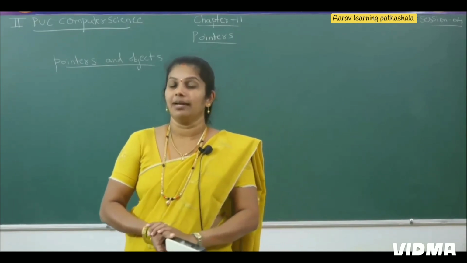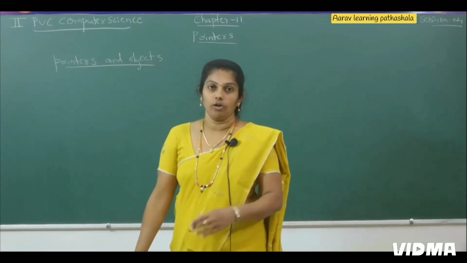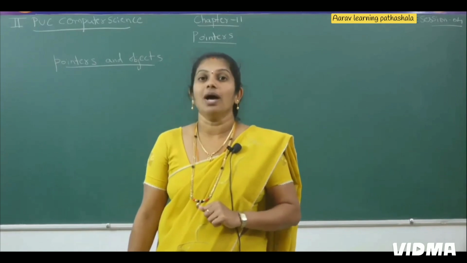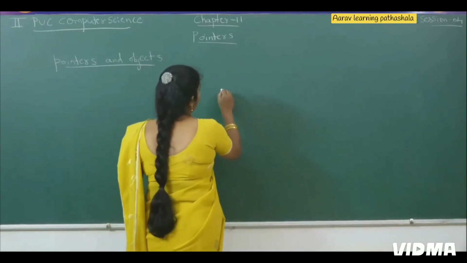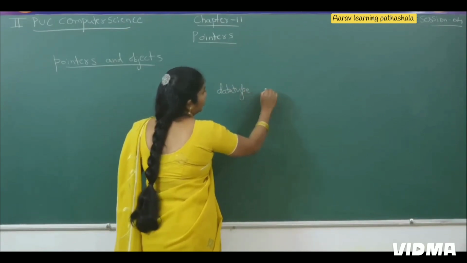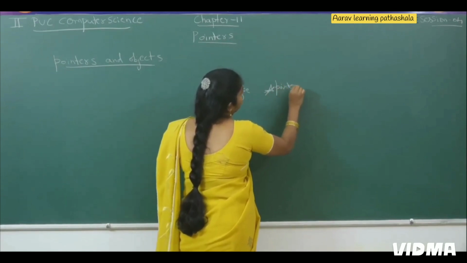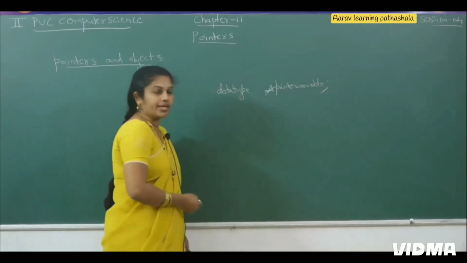Today I am going to explain pointers and objects. Already you came to know a pointer is a variable that stores the memory address of another variable. What is the syntax to declare a pointer variable? First we write the data type, then leave one space, then star, then the pointer variable. This is the syntax you already came to know.